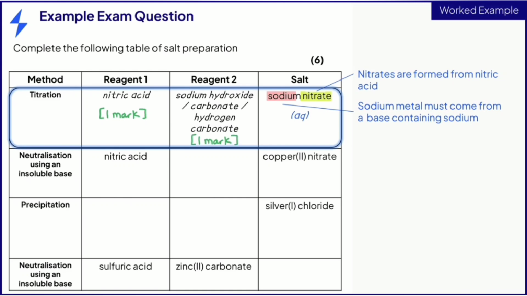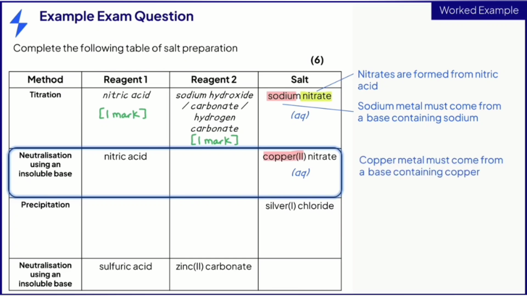To form copper 2 nitrate, which is soluble, you have already been given the acid, nitric acid, and you know that the neutralization reaction using an insoluble base is the required method. Therefore, we need an insoluble base containing copper. Using the table, we know that copper 2 carbonate and copper 2 hydroxide are insoluble, so these are ideal to use. Copper 2 oxide, which is a black solid, is also an acceptable answer and is a common oxide in the preparation of copper salts.